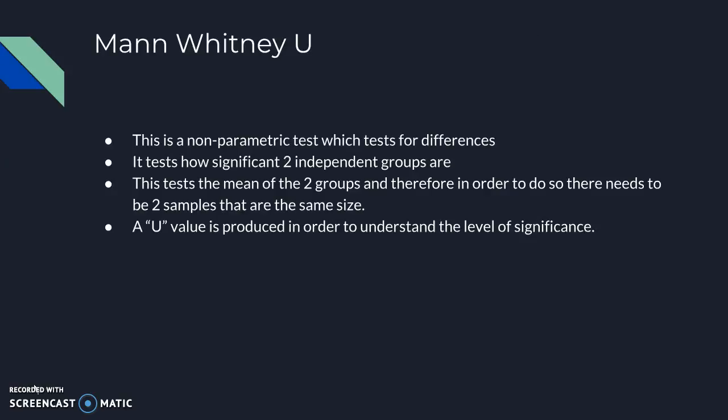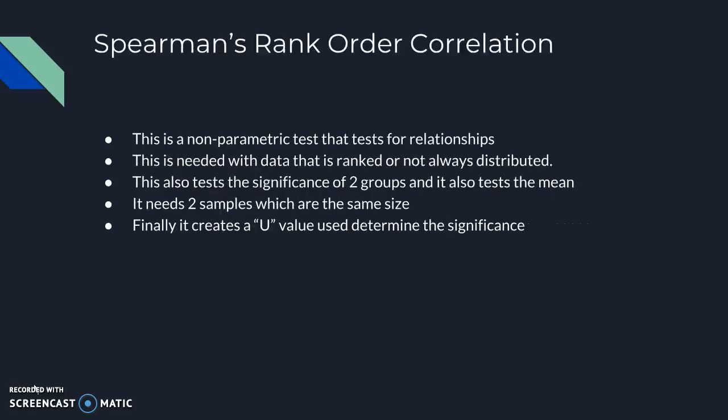Mann-Whitney-U. This is a non-parametric test which tests for differences. It tests how significant the difference is between 2 independent groups. This tests the mean of the 2 groups, and in order to do so, there need to be 2 samples of the same size. A U value is produced in order to understand the level of significance.